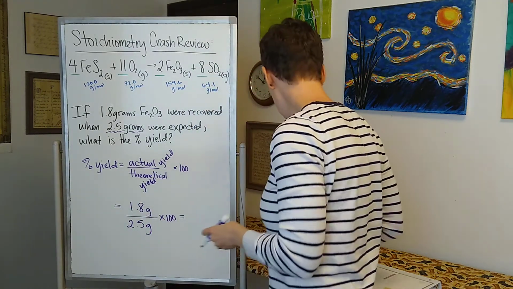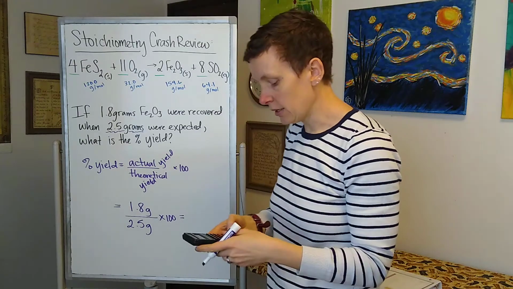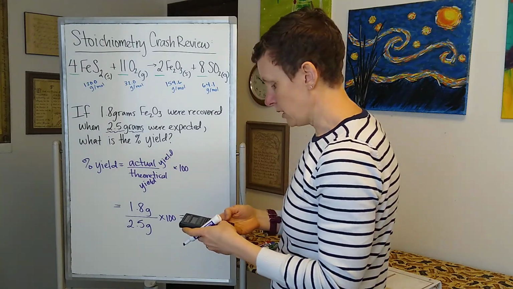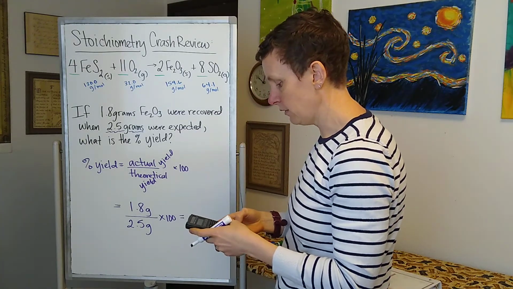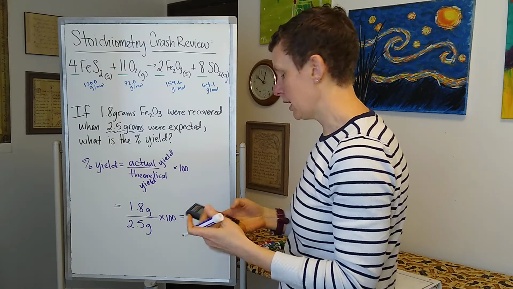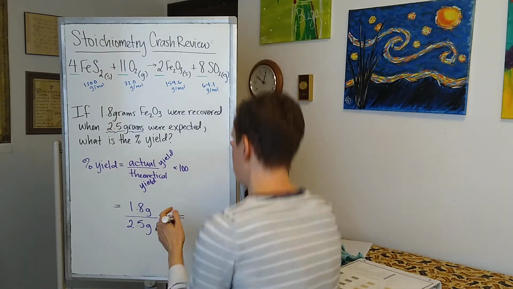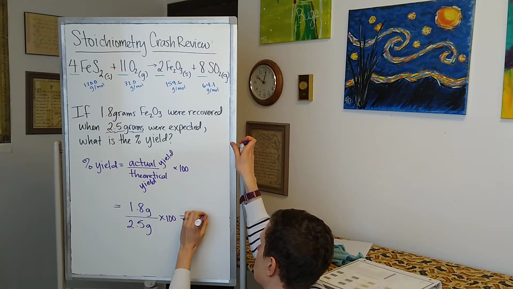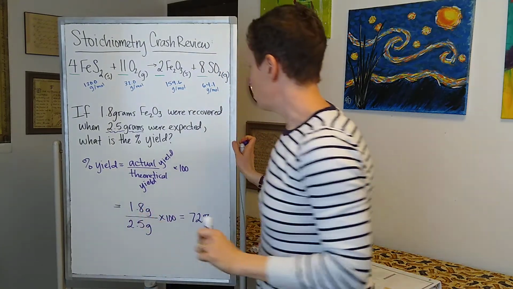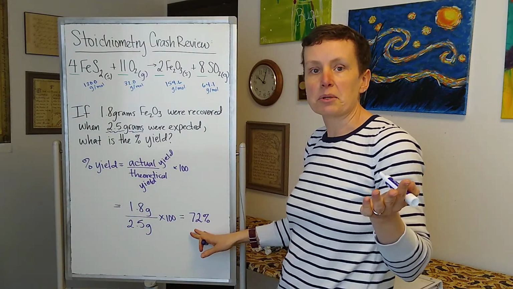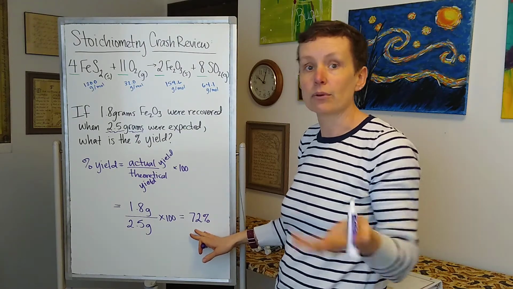Okay, so in this example, I should have 2 sig figs in my answer. Let's see if that's going to be nice to us. 1.8 divided by 2.5, then times 100. It comes out to something with already 2 sig figs, so 72% yield. Okay, so we lost 28% of our product somewhere in the process.